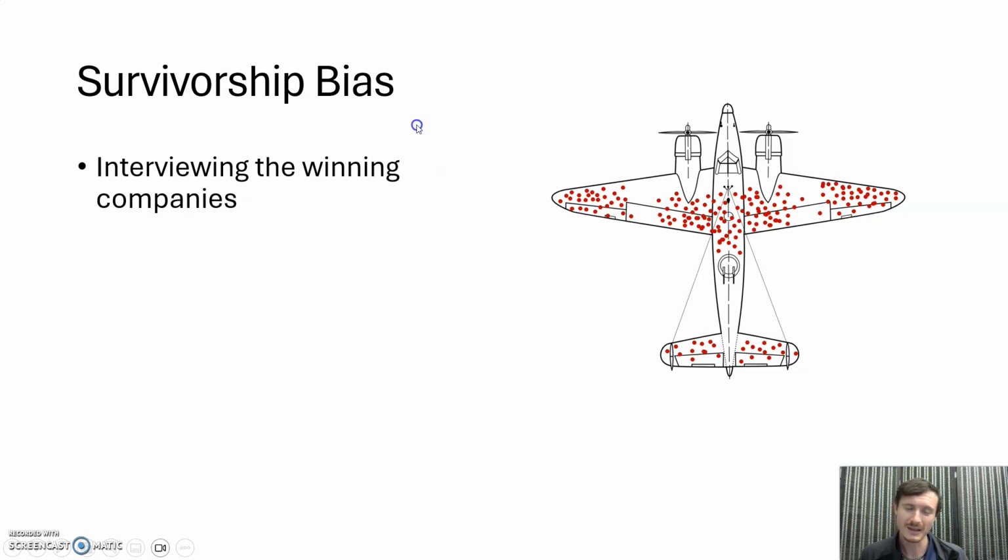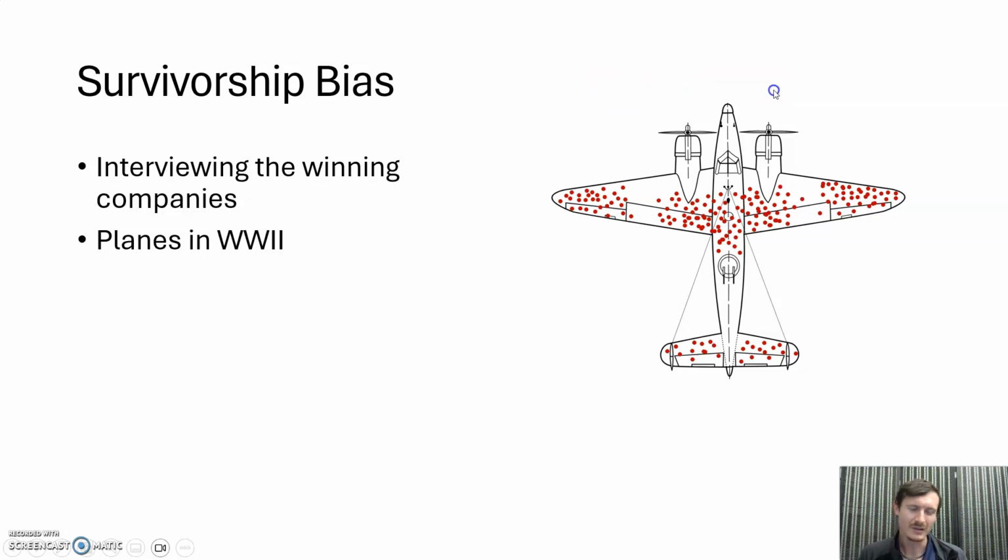It comes up in many different forms. It is tough to recognize in our actual lives sometimes, but it's incredibly important. So the timeless example of survivorship bias: you are working in the military and your job is to help fortify planes that are being shot down by the enemy, right?